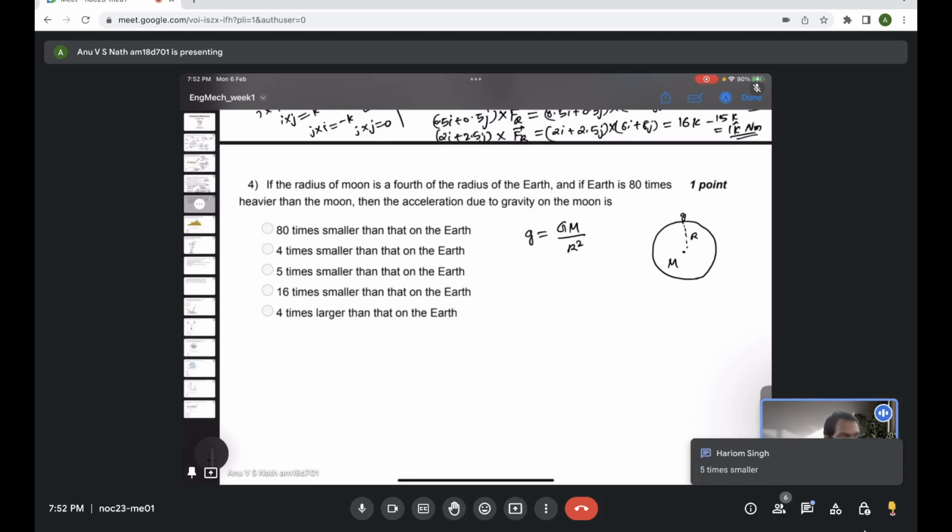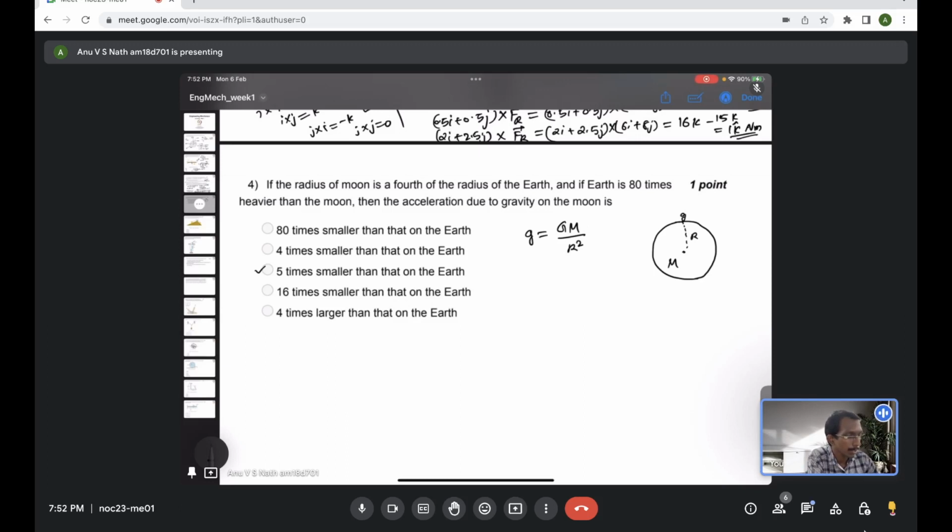Okay, so we have an answer in the chat box. It's 5 times smaller. Okay, let me mark the option. So anybody else have found any different answer? Okay, so what I was saying is just Gm by R square will give the gravitational intensity on the surface of the planet. So I think now I can explain.